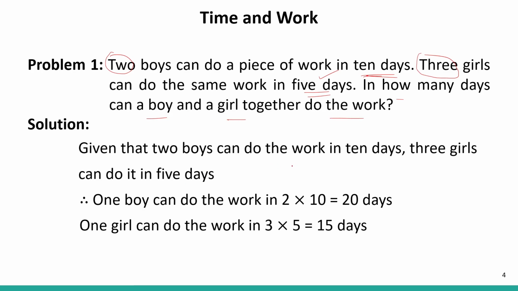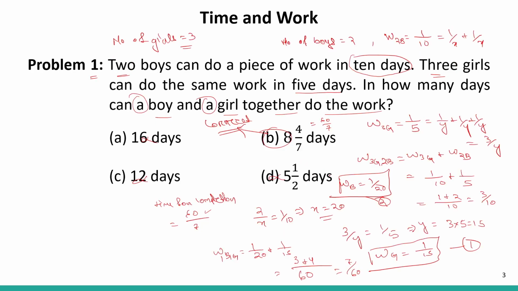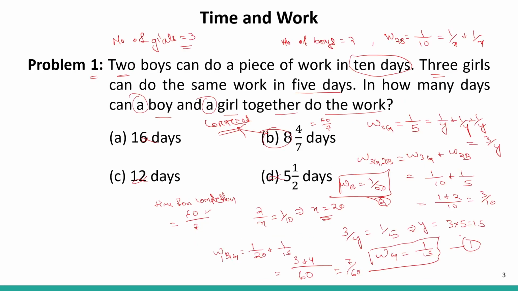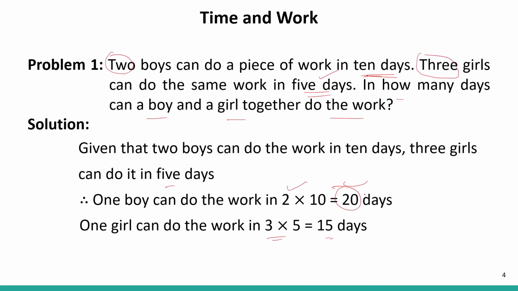Given that 2 boys can do the work in 10 days and 3 girls can do it in 5 days, 1 boy can do it in 2 into 10 is equal to 20 days. We have also evaluated the same here, because x is equal to 20. And 1 girl can do the work in 3 into 5 is equal to 15 days. We have also evaluated it right here.